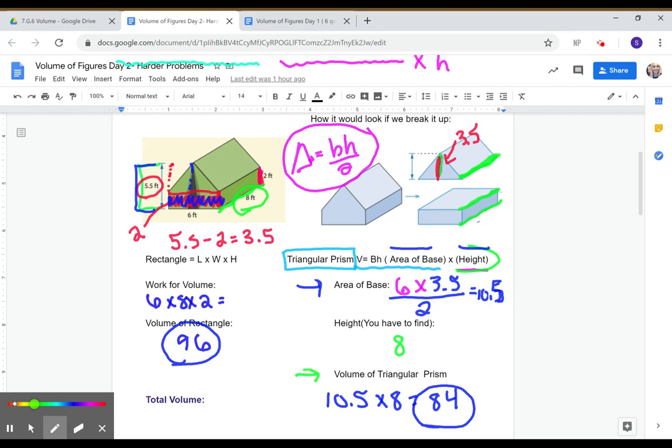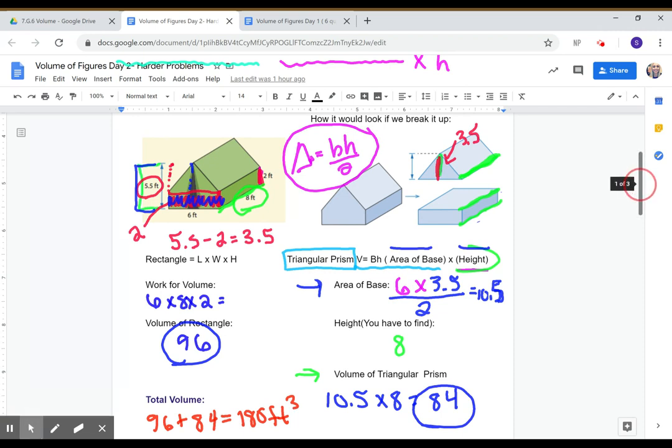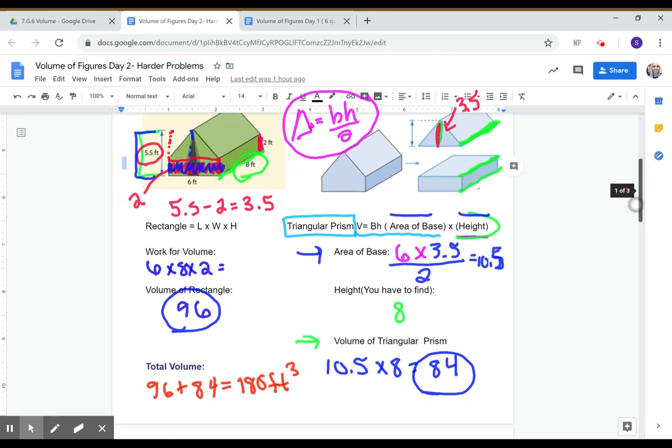Now I want to add my two numbers. 96 plus 84 gives me a total of 180 feet cubed. Okay, this is a harder problem. There's a lot of numbers and pieces that I have to solve, but with this, it just takes practice.